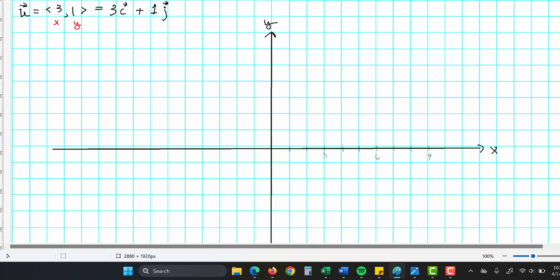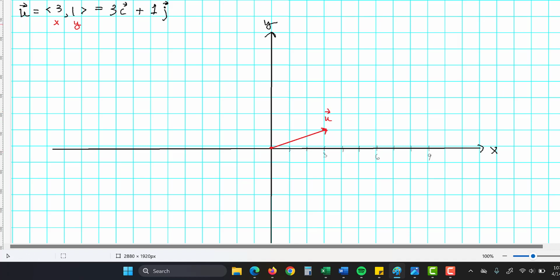So however way you go, we're going to start at the origin. So I'll start there, and I'm going to go over 3, up 1. So let's put that vector in. And I'm going to call that vector U.